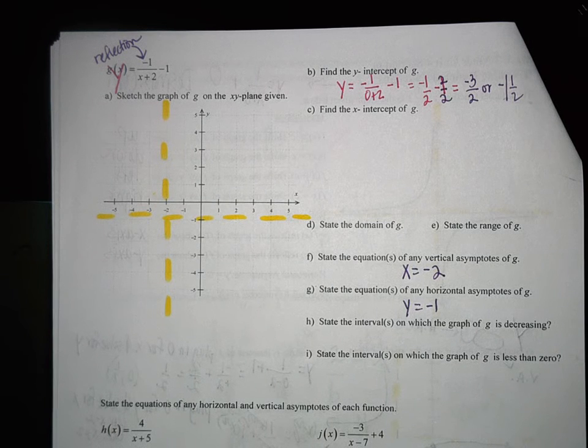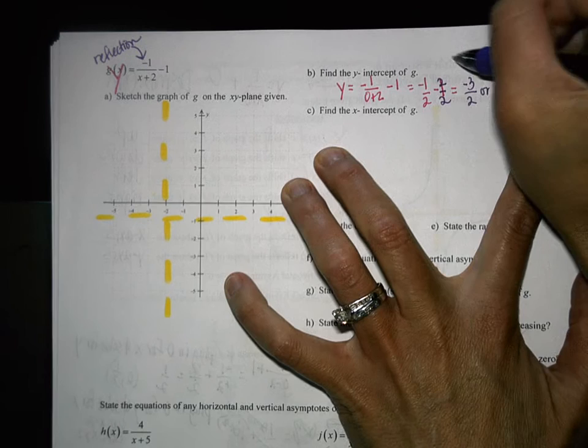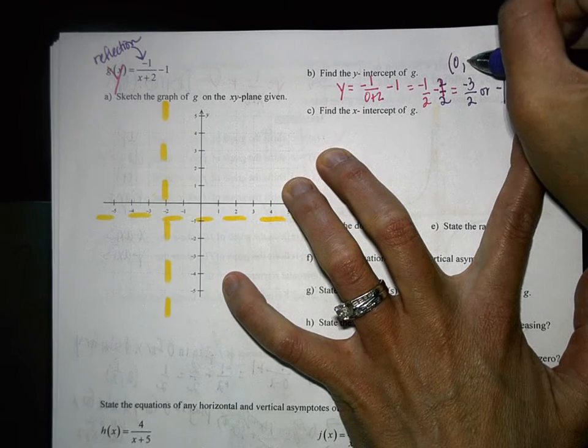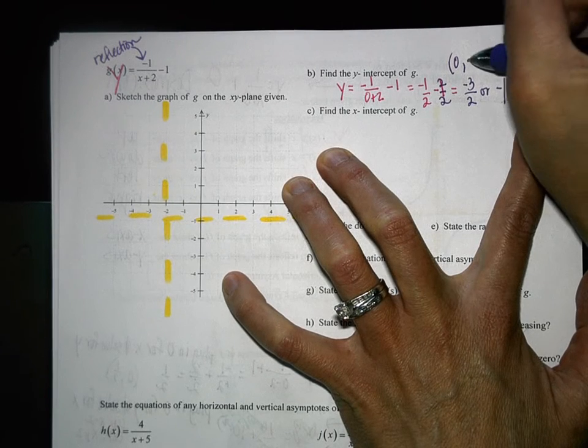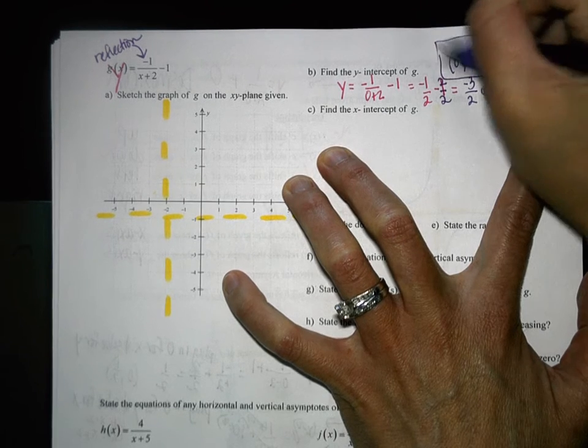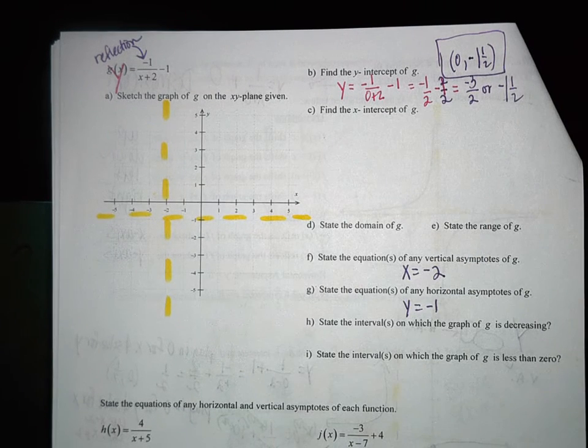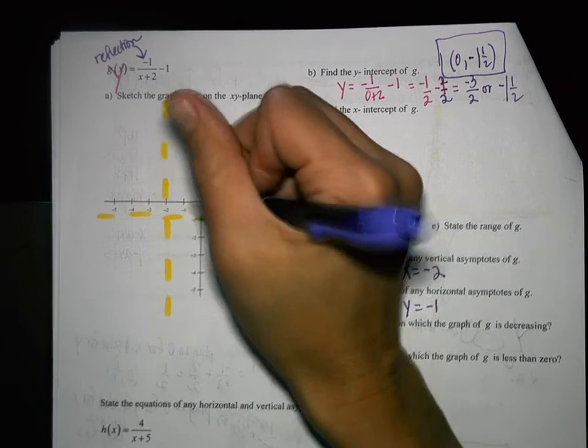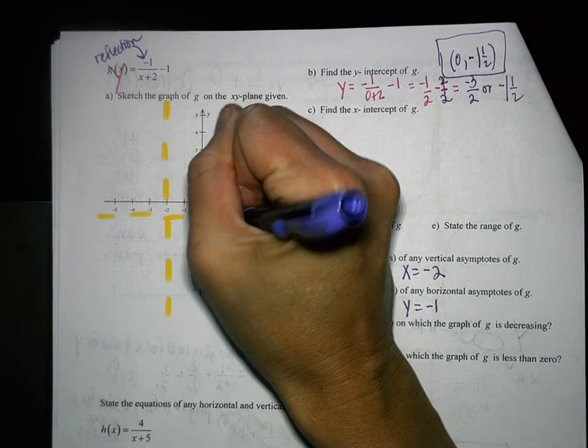What would that be as an ordered pair? 0, negative 1.5. So 0, negative 1.5. Where do I go? Negative 1.5. Yeah, we go down, negative 1.5. Make our point.